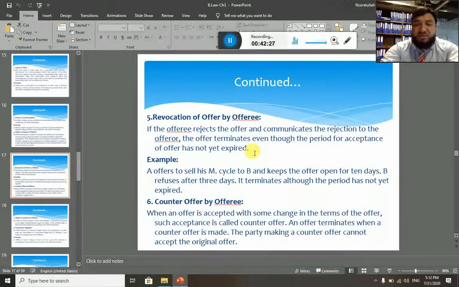The party making a counter offer cannot accept the original offer, right? For example, you say that I want to sell this laptop for $1,000. The other says I want to buy, but not for $1,000, for $950. So this $950 is the new offer. The first offer for $1,000 is rejected because the new offer is called a counter offer.